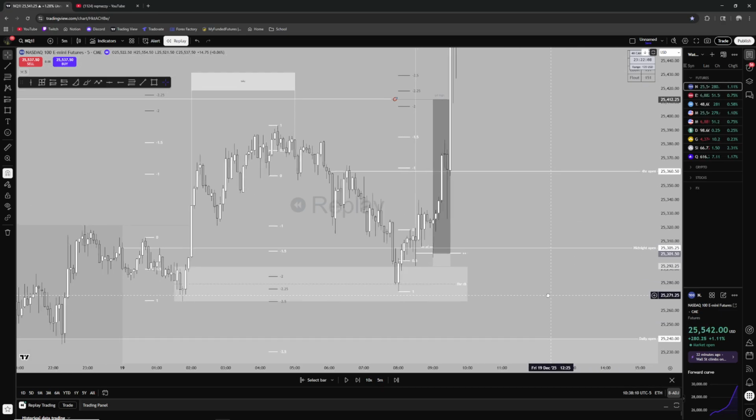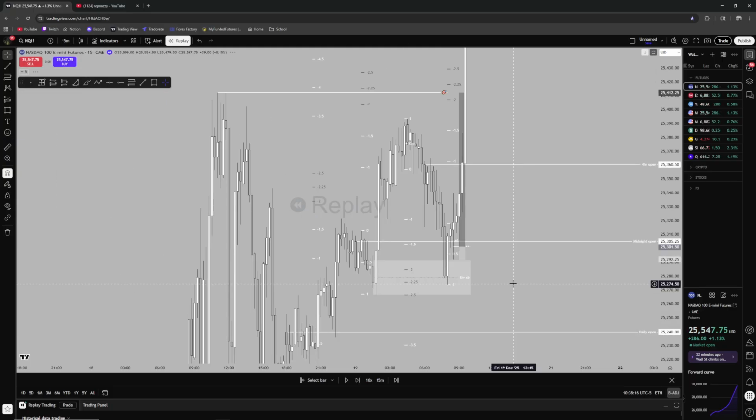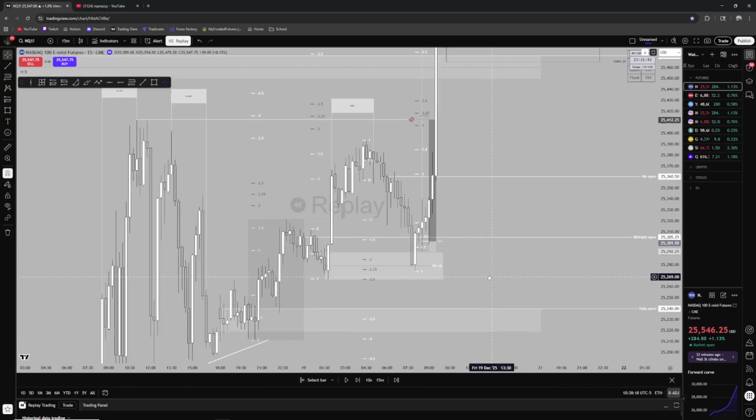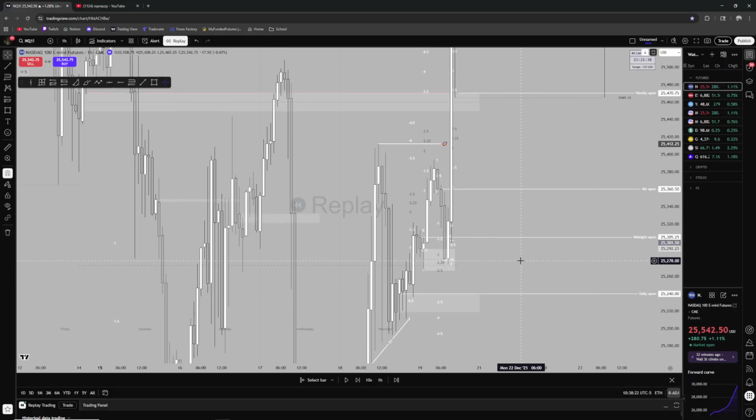Because realistically, if we came to this low, we probably would have just dumped and continued lower, which I really didn't want to see. Considering that, and this is like a big thing, in my rules I have 3 time frames. 3 time frames have to be aligning.